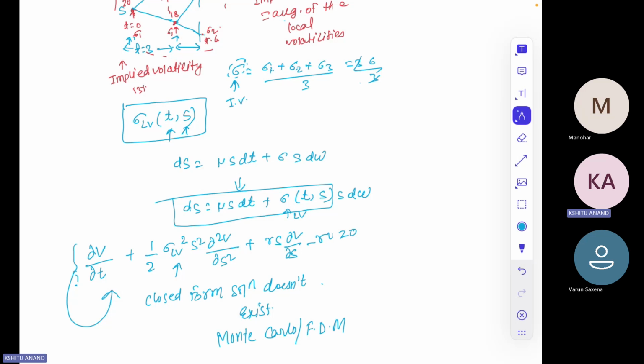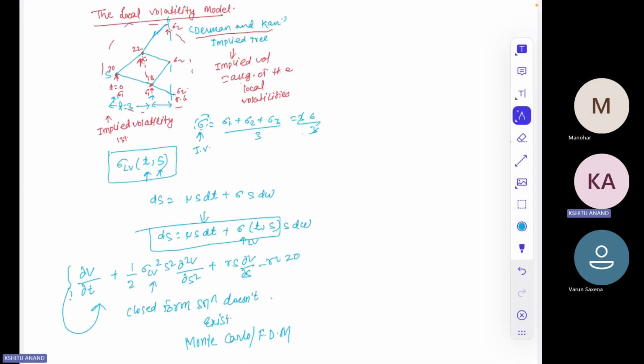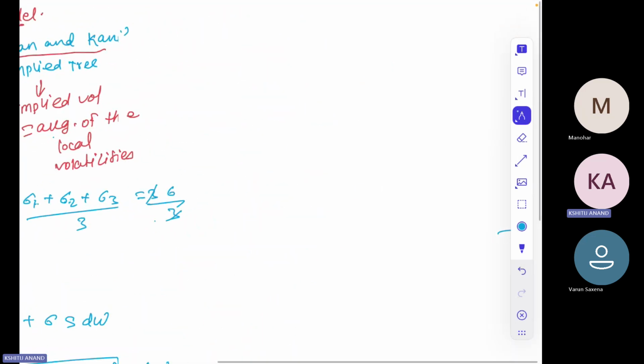Now you see that sigma LV is not constant. Okay, I don't have any issue. I have the partial differential equation and I will be solving it. But sigma LV is a function of T and S, and we need its value to solve the partial differential equation for a particular T and S. How will you get it? That is the question now. How will you get the sigma of T and S which we need? So there comes the Dupire formula.